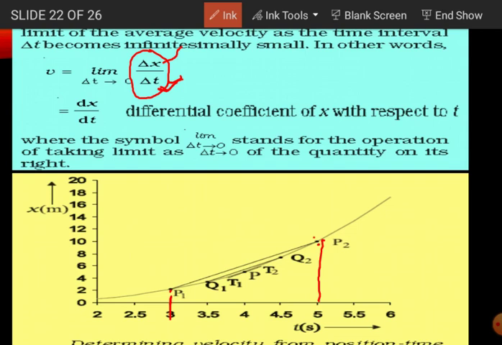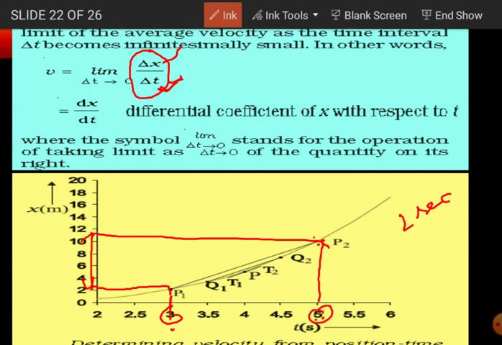If you drop perpendiculars onto the x-axis, it comes out from 3 seconds to 5 seconds. So the difference in time, final time minus initial time, is 5 minus 3, that is 2 seconds. You need to find the speed; the distance moved during these 2 seconds will come from here to here. Now you try to narrow down this time duration. 2 seconds is a very long time.